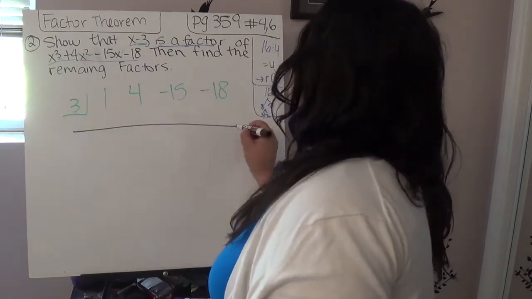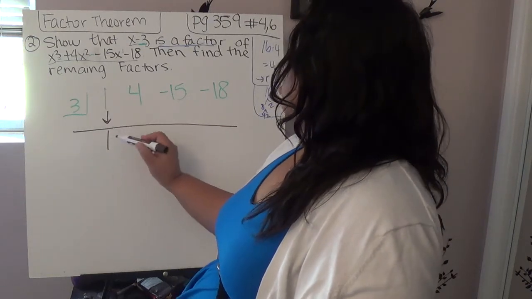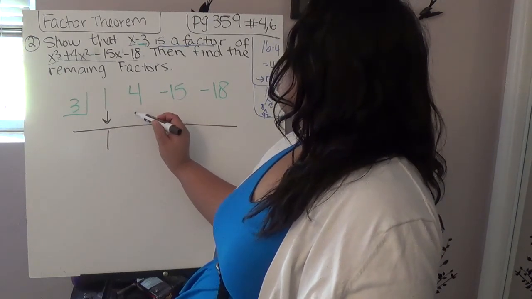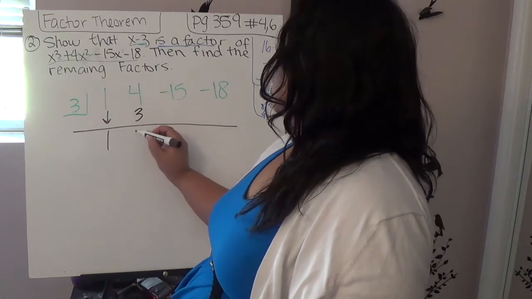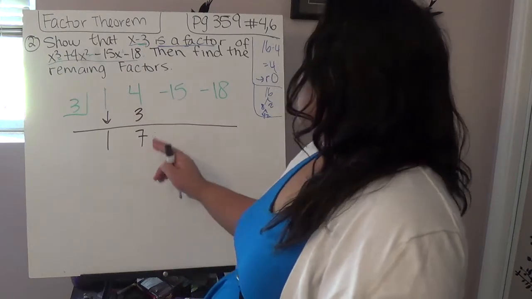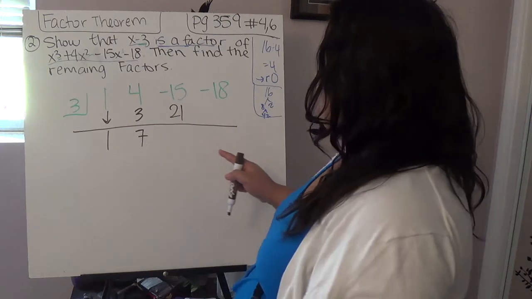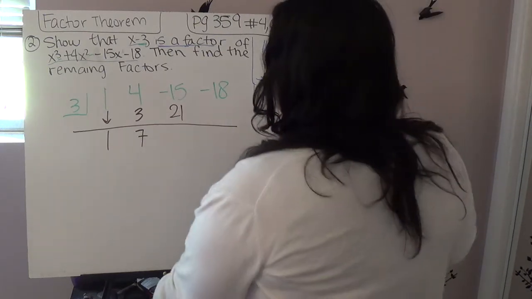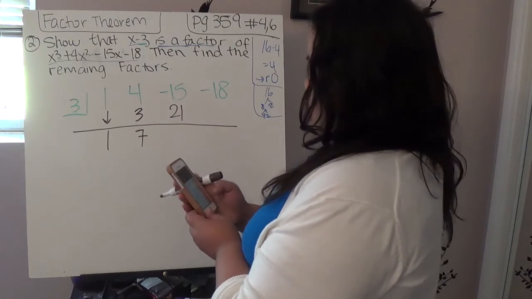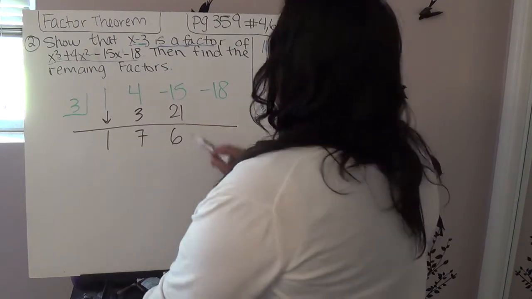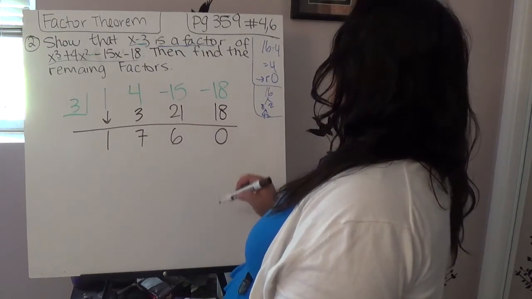So, let's multiply. I'm going to bring this 1 straight down. I'm going to do 3 times 1 and put it under here, which is 3. And what do I do here? I'm going to add. So 4 plus 3 is 7. Okay? 7 times 3 is 21. 21 plus -15 is 6. And then 6 times 3 is 18. -18 plus 18 is 0.